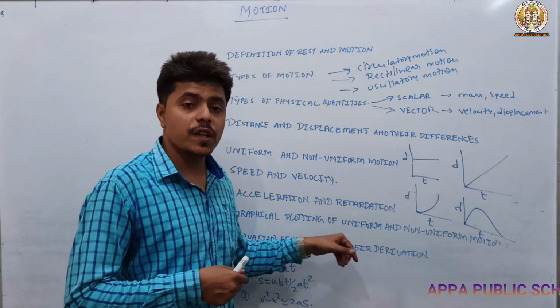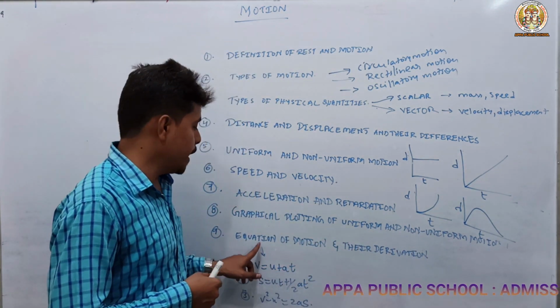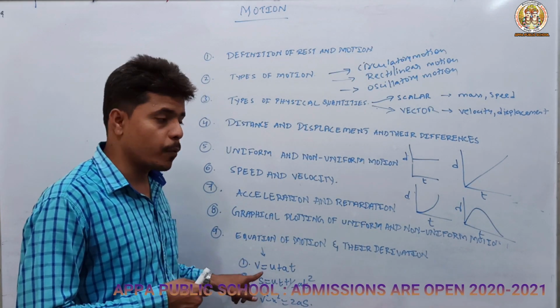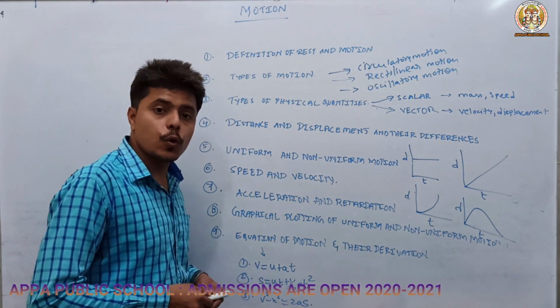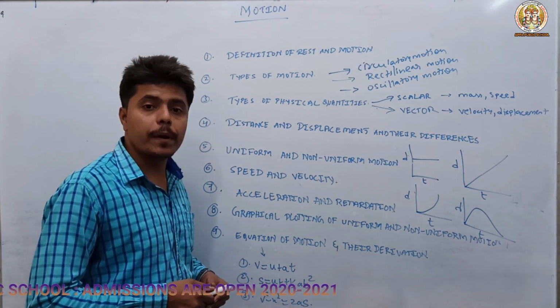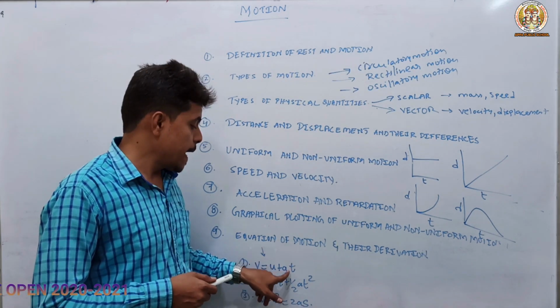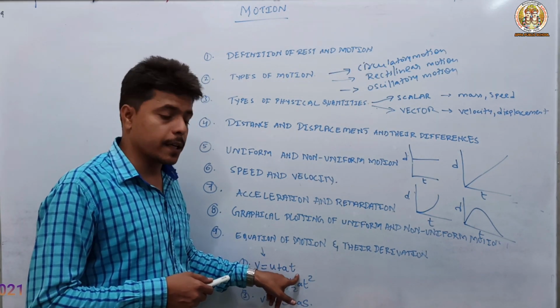Equation of motion and their derivation. These are the three important equations of motion. The first one is v is equal to u plus at. Here v means final velocity, u means initial velocity, a means acceleration, t means time taken.